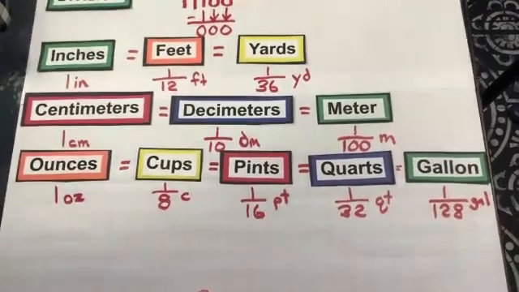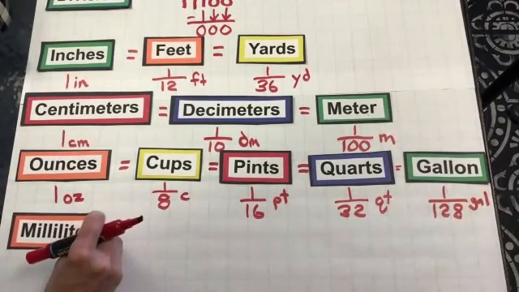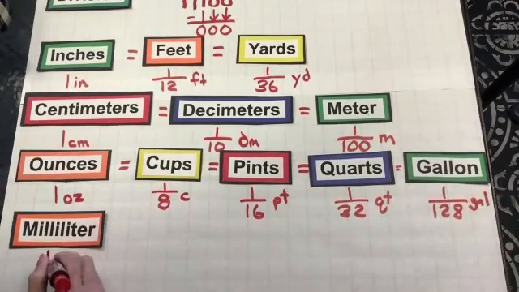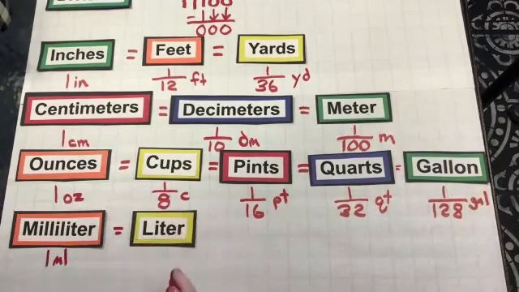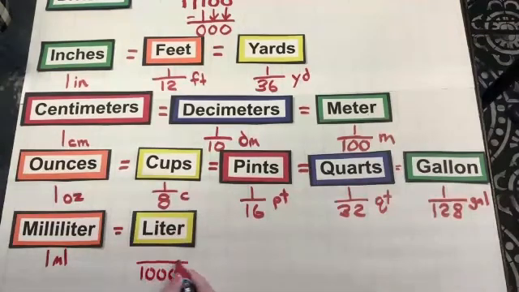All right, you're looking good. Let's go to metric, which will be milliliters. And we're going to say we have 1 milliliter, which is ml, equals how many liters? Well, there is 1,000 milliliters in every liter. So it would be 1/1000th.